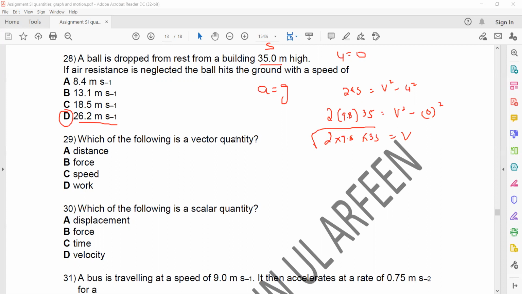Which of the following is a vector quantity? Distance is a scalar, force is a vector, speed is a scalar, work done is a scalar. So B is the right answer. Which of the following quantities is a scalar quantity? Displacement is a vector, force is a vector, time is scalar, velocity is a vector. So C is the right answer.